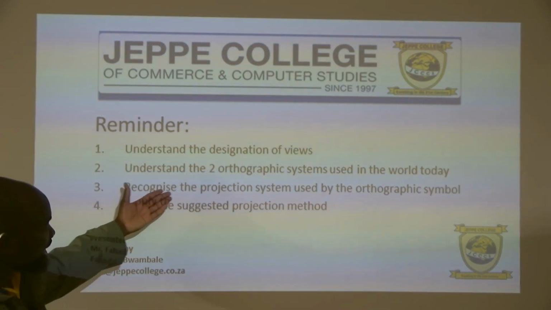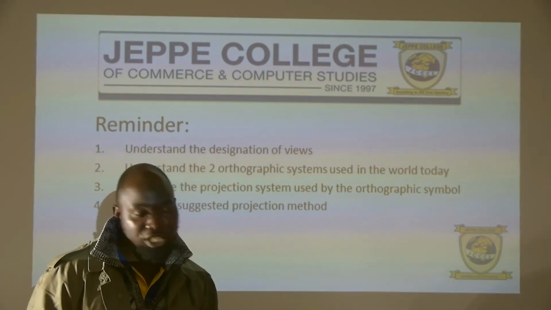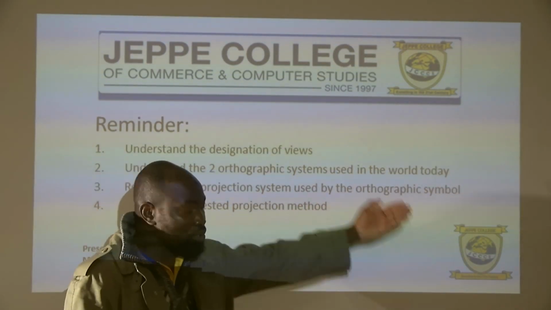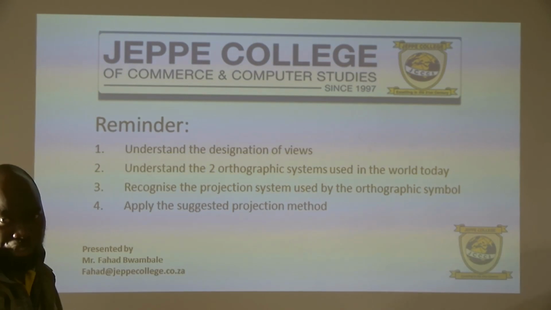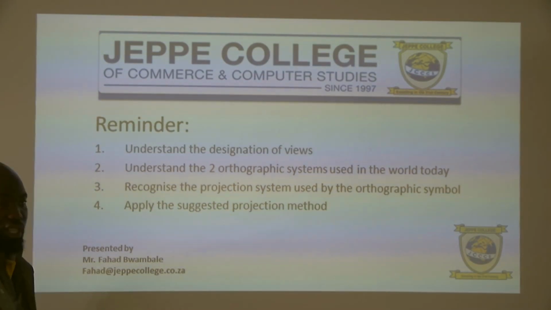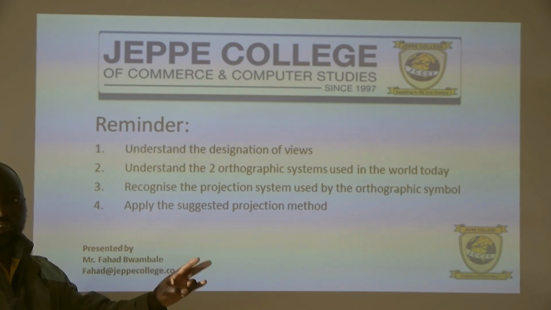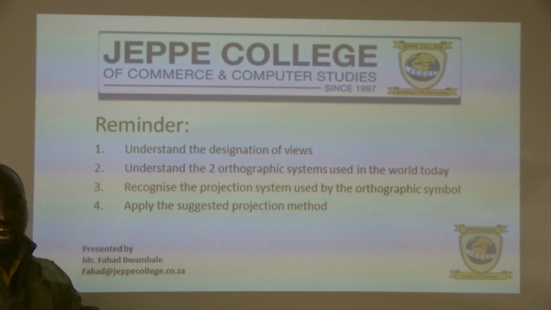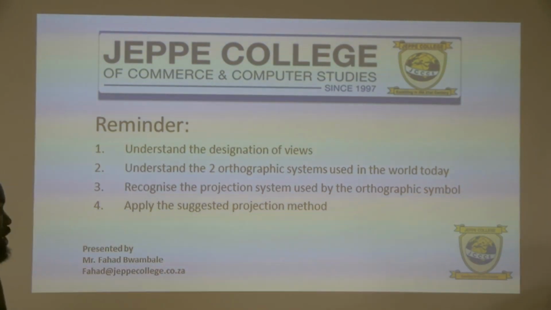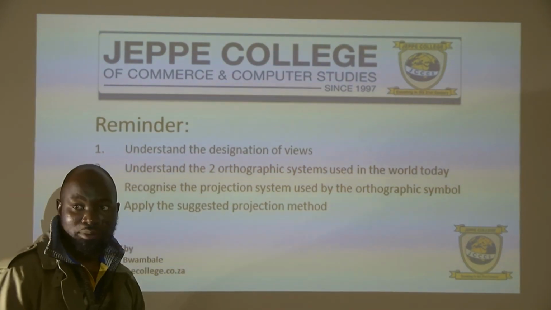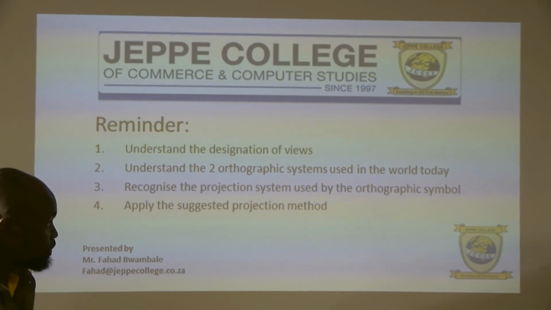The third one is to recognize the projection system by identifying the orthographic symbol that has been used on the drawings. That tells you whether it is first angle orthographic projection or third angle orthographic projection. And lastly, to apply the projection system used.